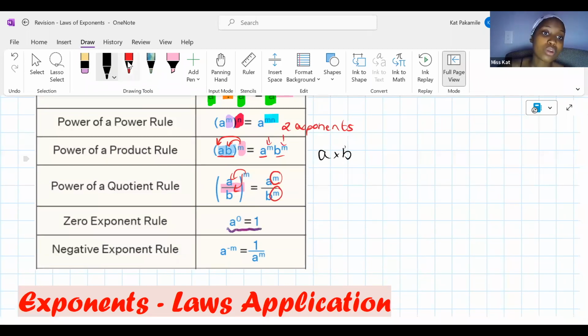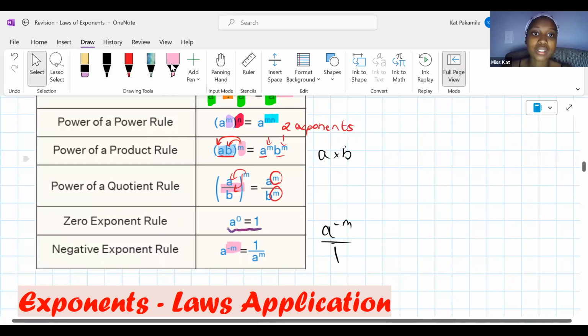Then we have your negative exponent rule, guys. So you have a base to the power of a negative number. In this case, you will do the reciprocal, as in you will swap them. So A to the negative M is the same as 1 over A to the M. Reciprocal means swap them. And once you swap them, your exponent becomes positive.